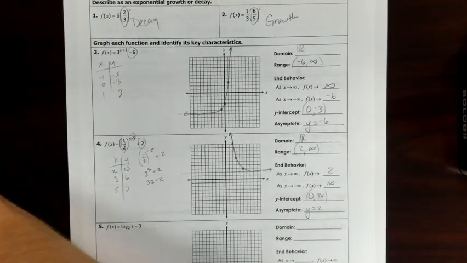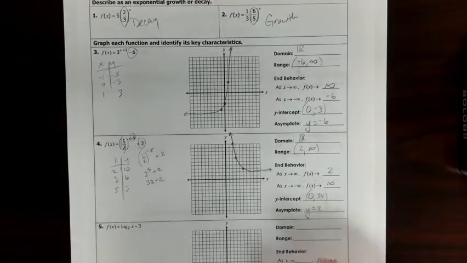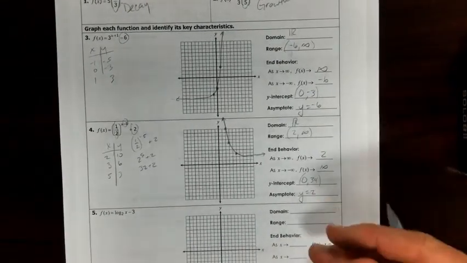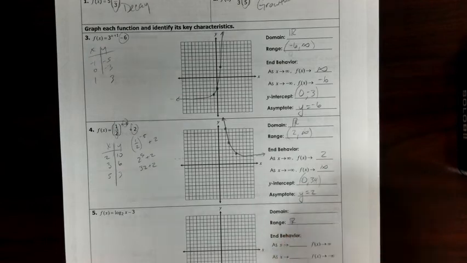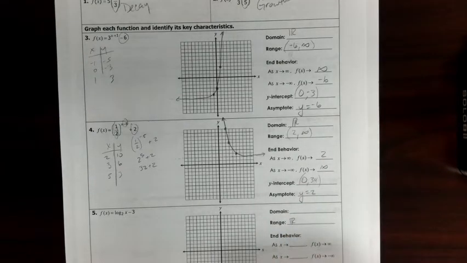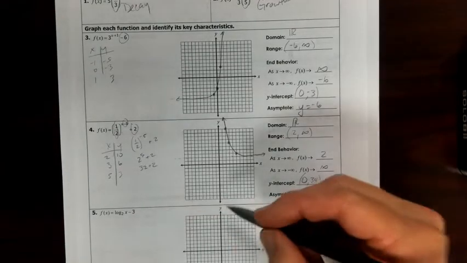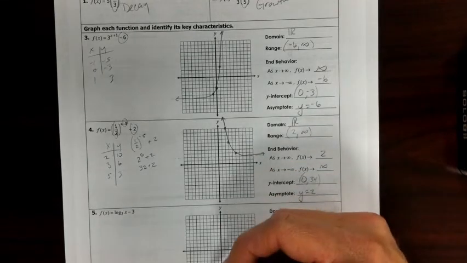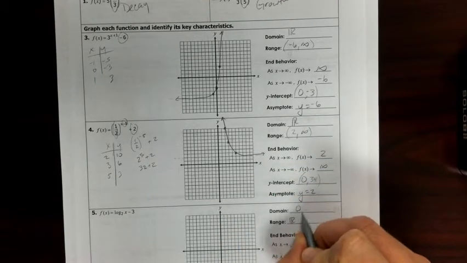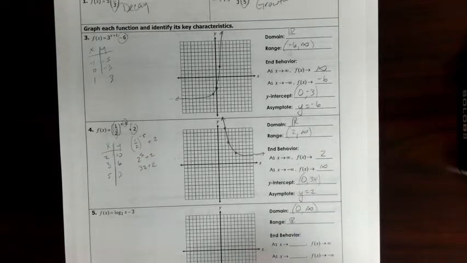All right, looking at number 5, we have a log function. Let's graph a log function. Now we know my domain and range are flipped, so we can go ahead and fill in my range is going to be all real numbers. My domain is going to be from my asymptote, which is now a vertical asymptote. My domain is going to go from 0 to infinity. We'll look at that in a second.